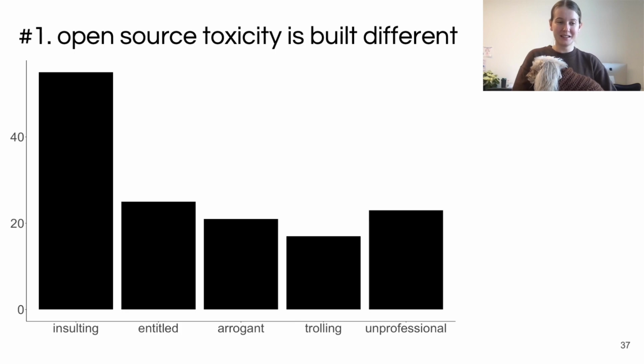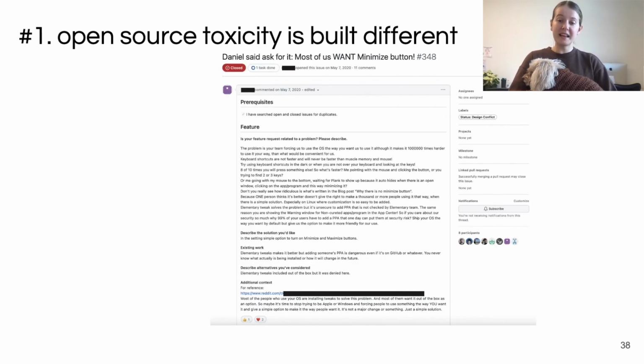First things first. Open source toxicity is built different, as the kids would say. The nature of toxicity in open source discussions is different than that on other platforms. There are lots of insulting, entitled, and arrogant comments predominantly. As an example, this is an issue that was opened in an open source operating system platform with over 600 stars. This user was unhappy about the latest update and the removal of the minimize button in said update. Here are a few quotes from their issue.